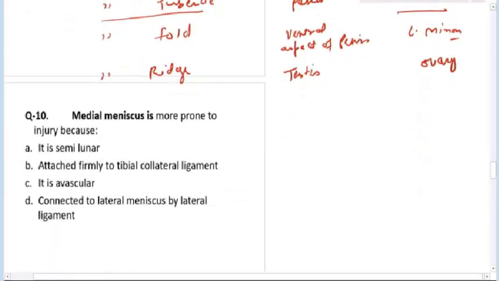Next question. Medial meniscus is more prone to injury because it is semilunar, it is attached firmly to the tibial collateral ligament. Third is it is avascular. Fourth is connected to the lateral meniscus by a lateral ligament. Actually, the statement is that medial meniscus is more prone to injury because it is attached firmly to the tibial collateral ligament. It is not only attached firmly to the tibial collateral ligament but also to the capsule of the joint.